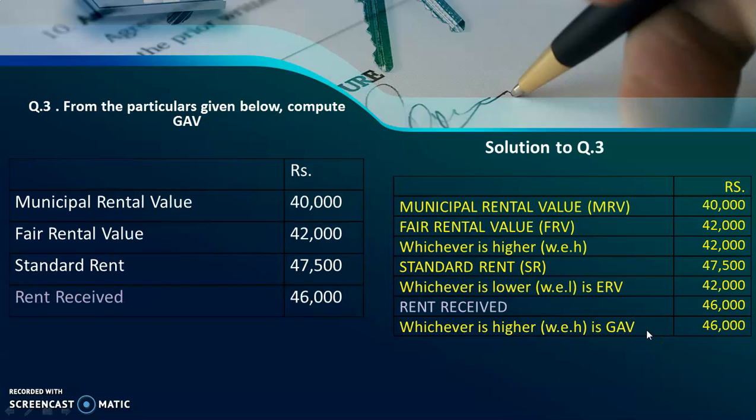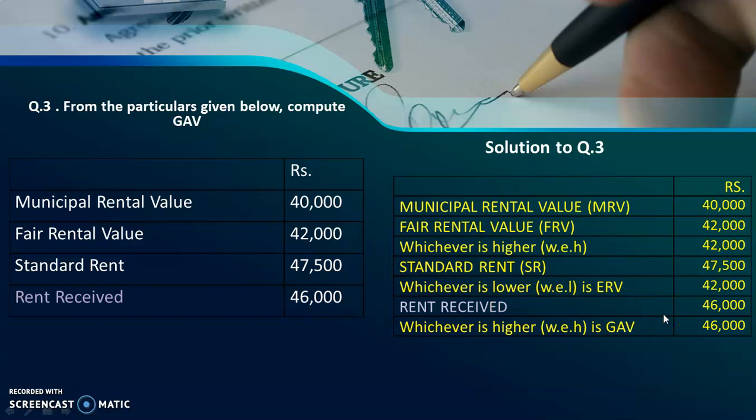Question number 3. Here the word rent received is given and no other information is given, like any unrealized rent or loss due to vacancy. Nothing is given. So this rent received is nothing but actual rent. In the same way, MRV and FRV are to be compared, take the higher value, and the same must be compared with standard rent and take the lower one, and with that ERV, rent received is to be compared.